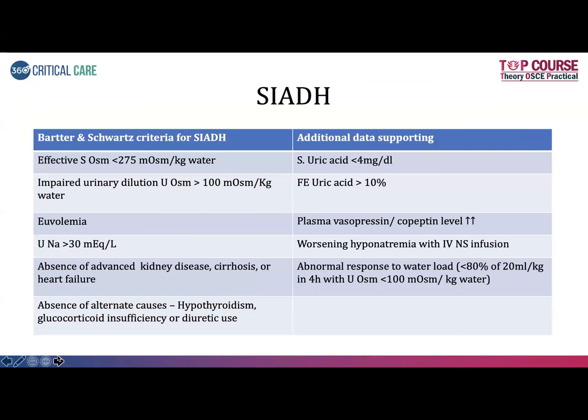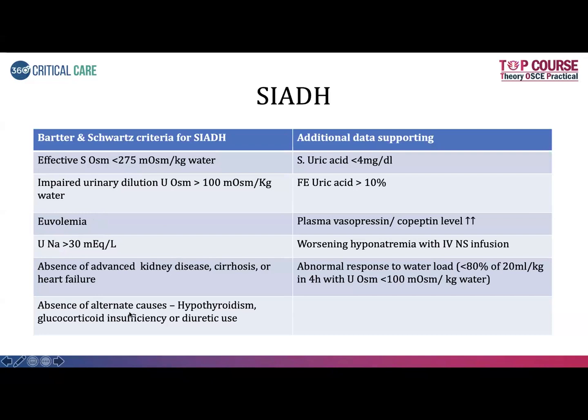So next, specific criteria for SIADH. This is the Bartter and Schwartz criteria for SIADH, wherein you have the serum osmolality. It is hypotonic, the osmolality is less than 275, and there is clinical euvolemia, okay? And the impaired urine dilution. So that is, urine osmolality is more than 100 milliosmoles per kg. Urine spot sodium will be more than 30 in the absence of any other diseases like advanced kidney disease, cirrhosis, or heart failure.